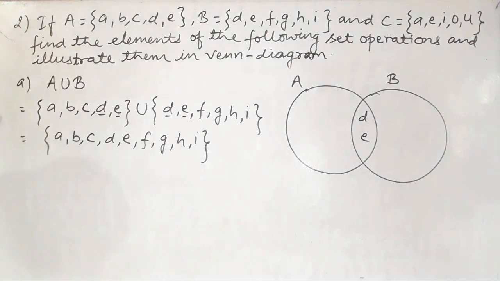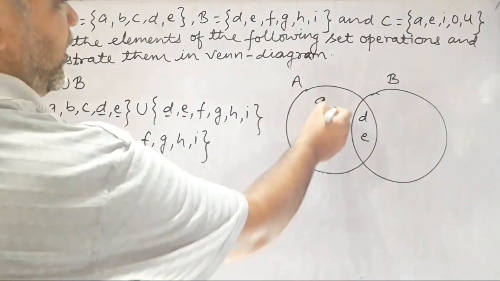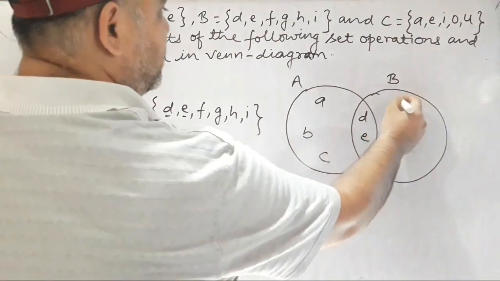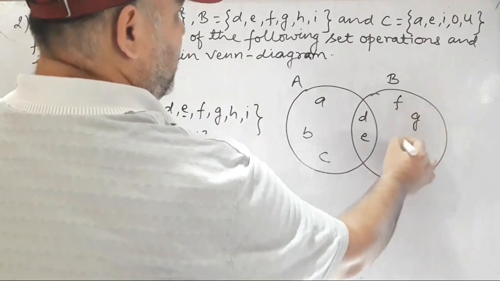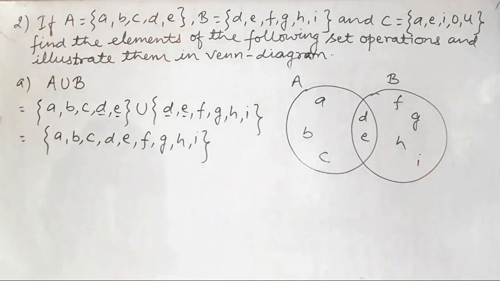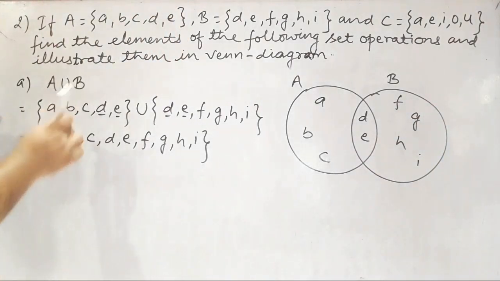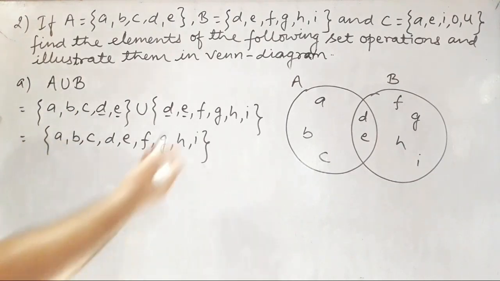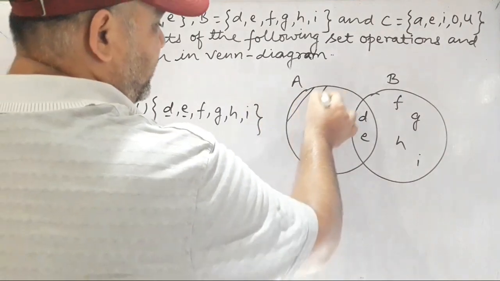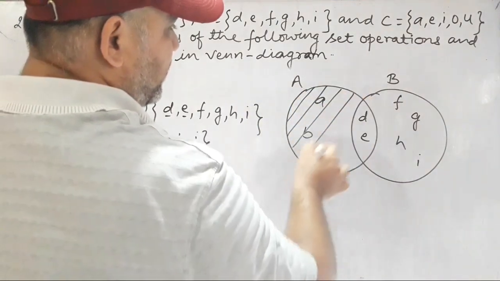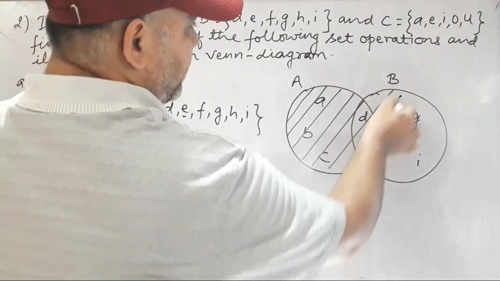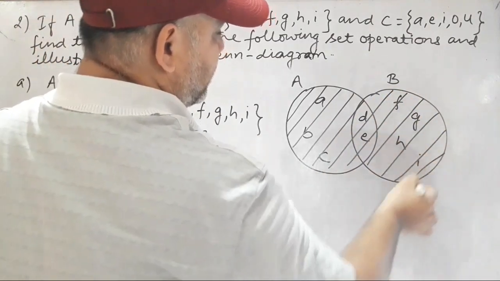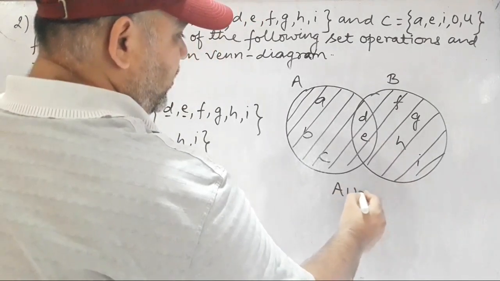Now we will fill the rest of the elements: A, B, C, and here the elements F, G, H, I. And I have to shade A union B. That is, I have to shade the part containing these elements. A union B is the whole part. So this is A union B.